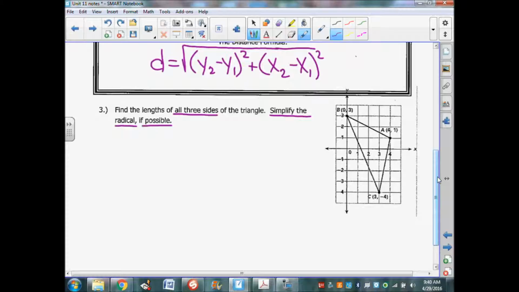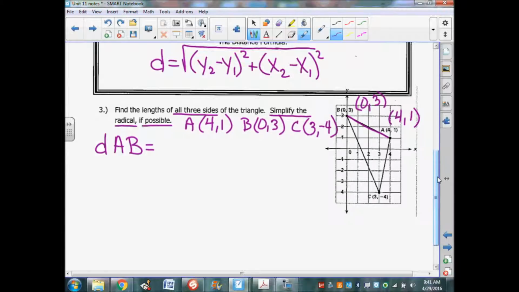So let's start out finding the distance from point A to point B. And to keep things nice and neat and organized, D stands for distance of AB. Distance from A to B. So A, I'm just going to write this a little bit larger, is 4,1, and B is 0,3. So if I'm going to find that distance, A is 4,1, B is 0,3. I'm going to list all my points out up here. 3, -4 is C.